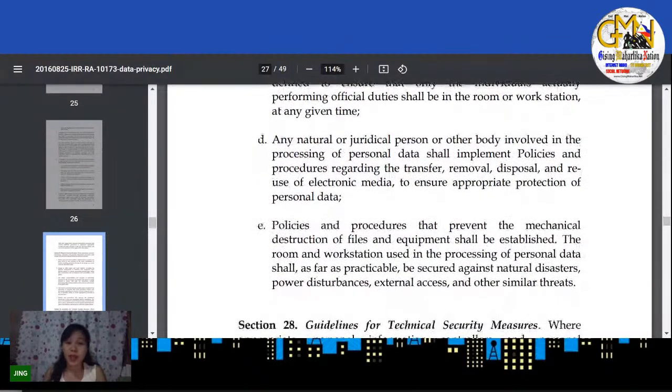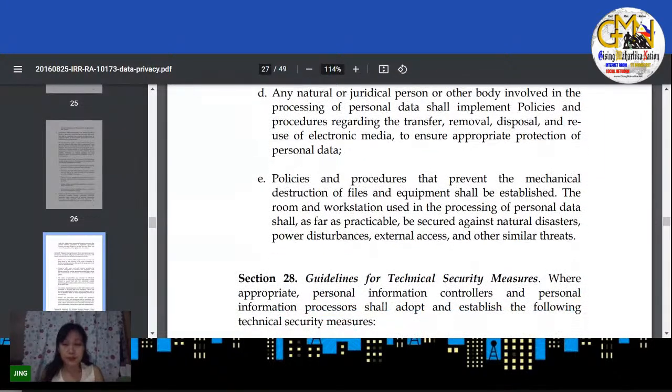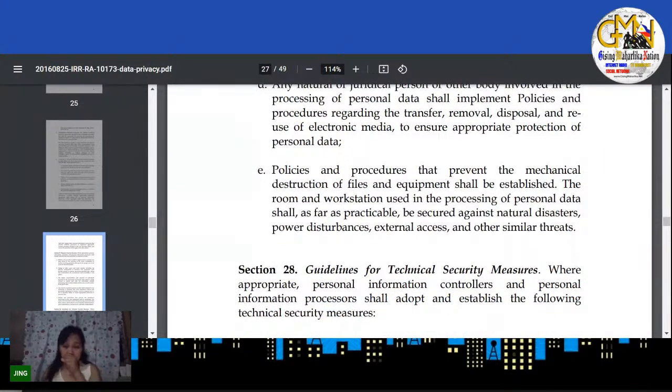Letter D. Any natural or juridical person or other body involved in the processing of personal data shall implement policies and procedures regarding the transfer, removal, disposal, and reuse of electronic media to ensure appropriate protection of personal data. Letter E. Policies and procedures that prevent the mechanical destruction of files and equipment shall be established.